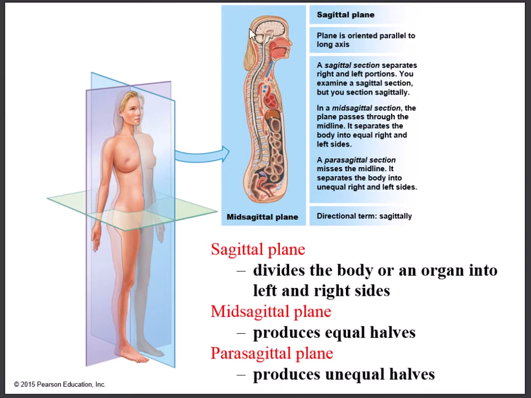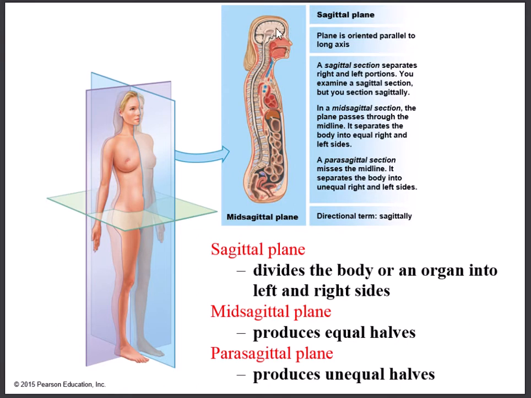So again, this would be the blue glass going through the model so that it divides her into a left and right side. And that's the definition of a sagittal plane. It divides a body or an organ into left and right sides. When we look at this picture of the sagittal plane, this section that's left over, we can see certain things from this plane.